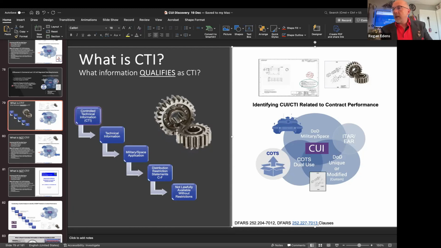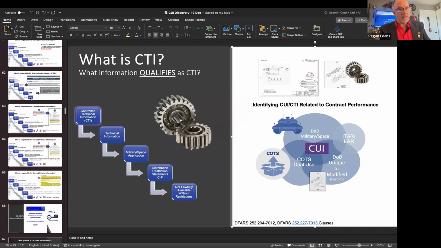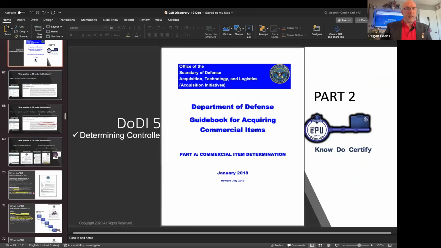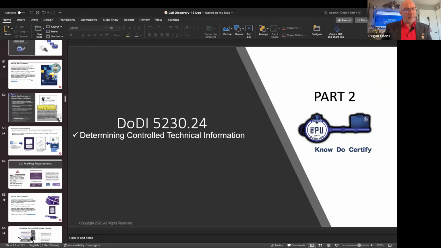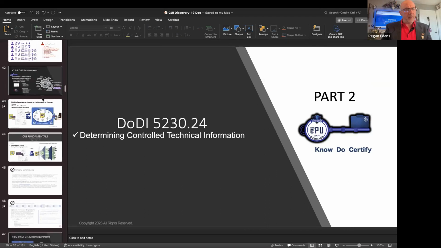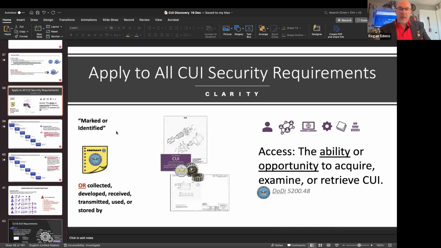Prime contractor. Can the prime make CUI available to the sub by displaying it to the sub? Okay. If the prime contractor displays the CUI to the sub, the simple displaying of the CUI means that that constitutes what? Can anyone guess? That constitutes this. Not this. It constitutes this right here. Access. Access is the ability, the opportunity to acquire, examine, or retrieve CUI.